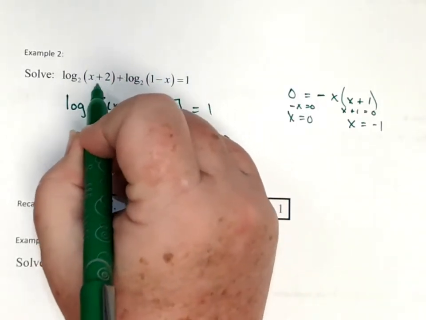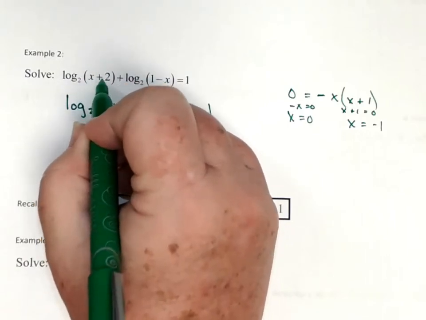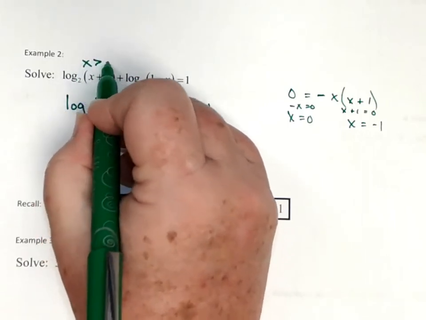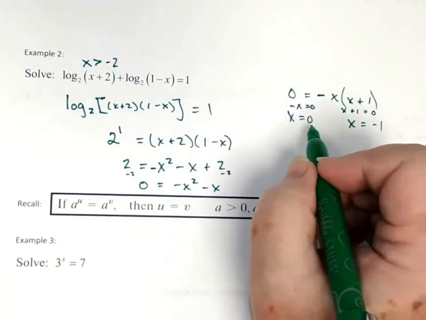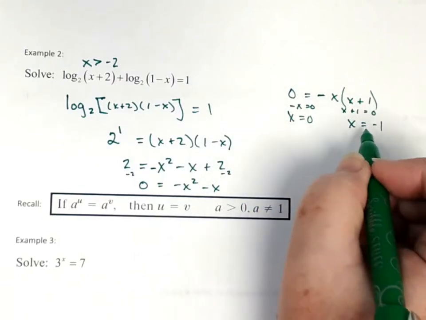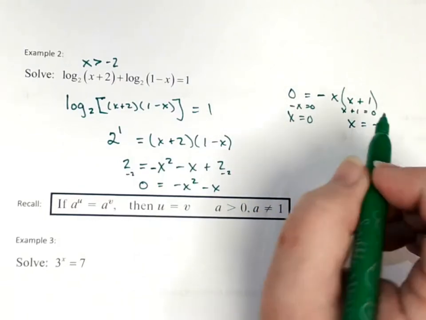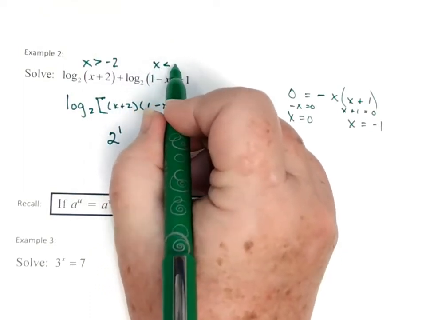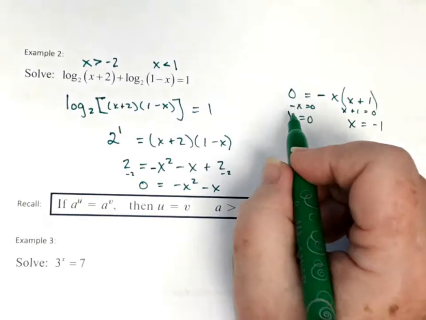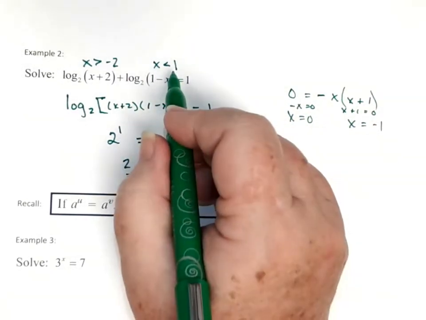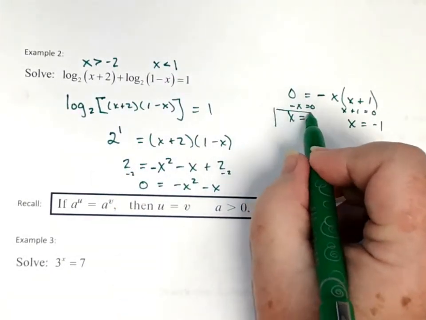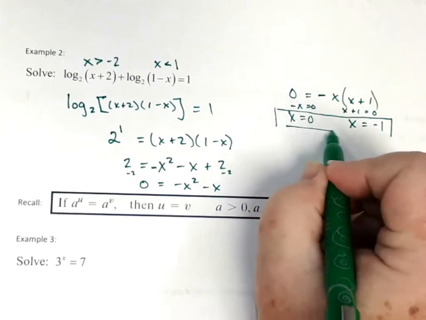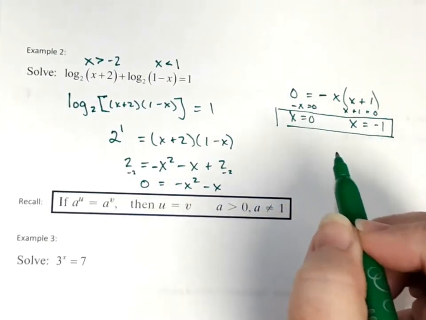This particular problem, remember, this has to be positive, so x has to be greater than negative 2. Both of those are greater than negative 2, so we're doing great so far. On this one, x is going to have to come out being less than 1. Both of my answers are also less than 1. That means both of these answers make the problem true.